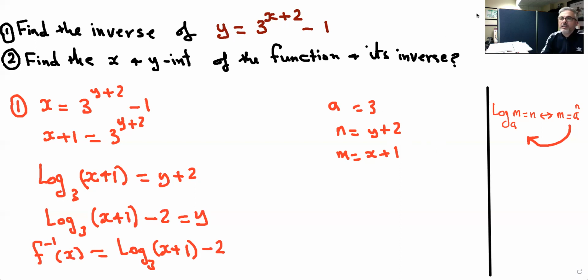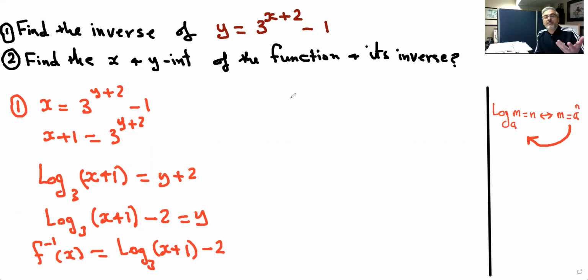Now, part 2, they want me to find the x-intercept and the y-intercept for this function and then the inverse. So what you need to do here, just find the x and the y-intercept for the exponential function. And then the inverse, what happens, the x-intercept of the exponential function becomes the y-intercept of the inverse. The y-intercept of the exponential becomes the x-intercept of the log. So let's just work on finding the x and the y-intercept here.